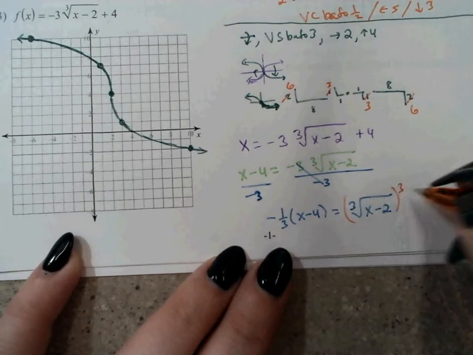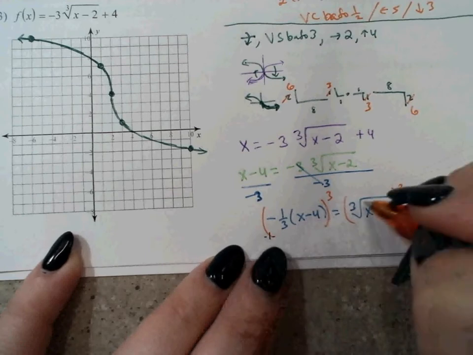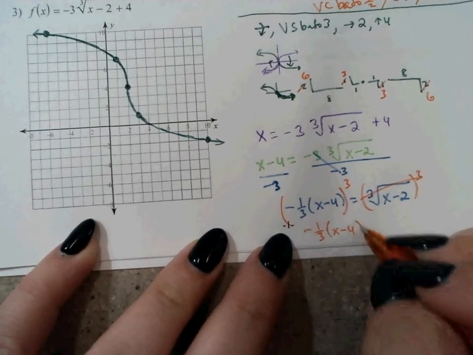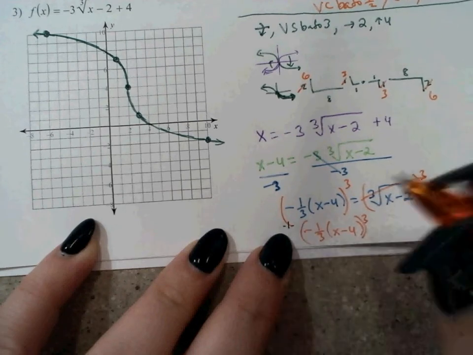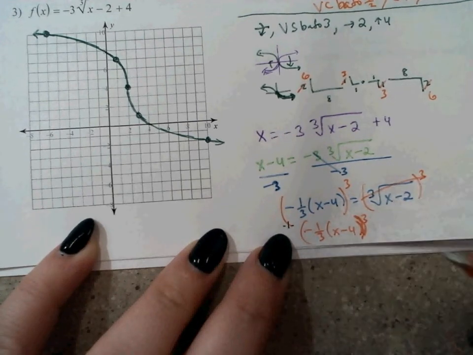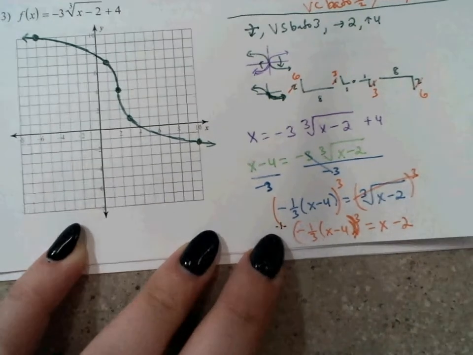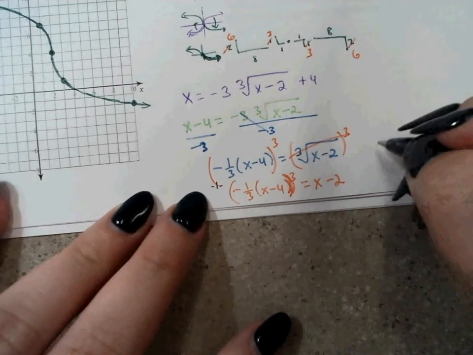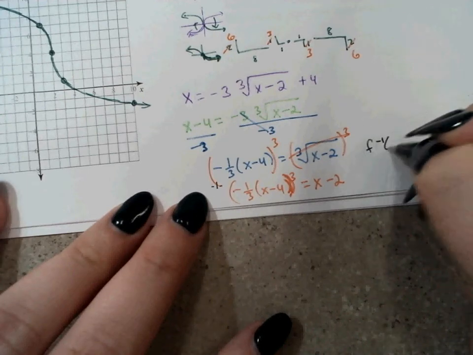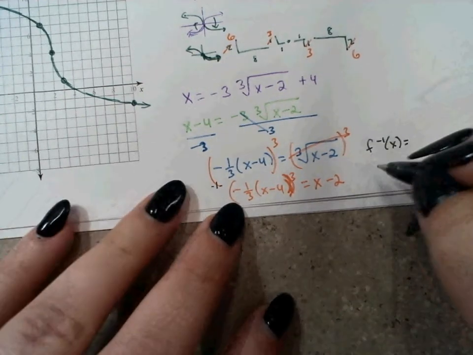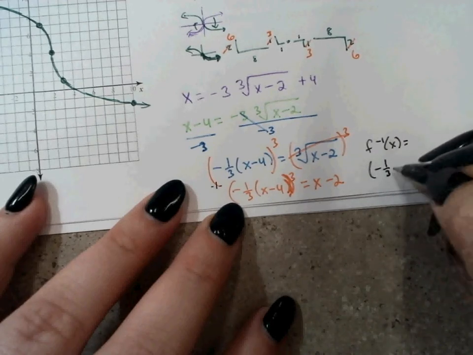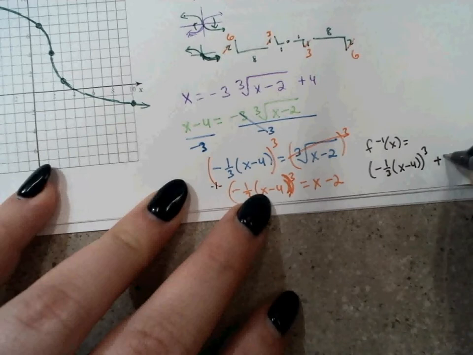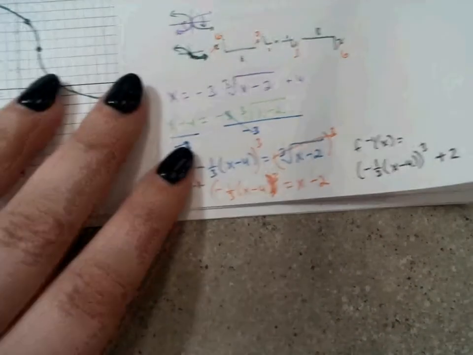So the next thing we need to do is raise both sides to the power of 3. So all of that is inside of the parentheses now. So negative 1/3 times x minus 4, quantity cubed, equals x minus 2. So the last step is going to be to subtract that 2 over. So I've got f inverse equals negative 1/3 times x minus 4, quantity cubed, plus 2. So that's my inverse.